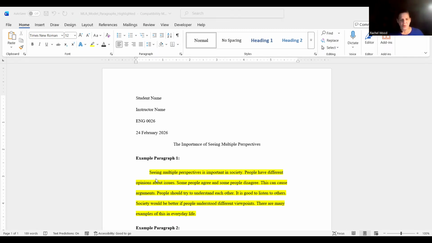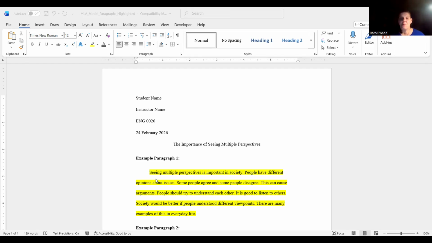But I do want to show you this example paragraph. The first one I have highlighted in yellow, and the second one I have highlighted in green. I'm going to read you the paragraph out loud and let you see the first one. And then we're going to talk it through and look at it. I chose the same topic that you'll be writing about this week, which is the importance of seeing multiple perspectives. This first example does come from a student example from the past. I've anonymized everything, so you don't see names or anything like that.